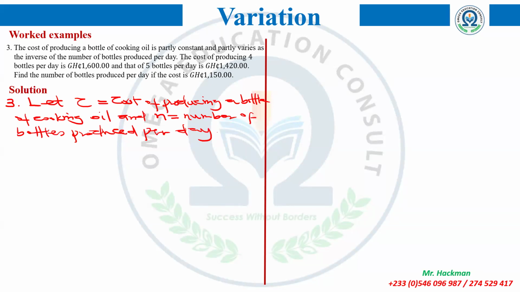Okay, so at this point, now that you know the letters that you are going to use, you can form your variation statement and therefore the relation statement. So I can say that this implies that, now we are told the cost, which we have represented by capital C, is partly constant. So I will write C varies partly as a constant, small c, and varies as the inverse of the number of bottles, which we represented by n. So once it's inverse, it will be 1 over n. Is that clear? Which again implies that capital C will be equal to K sub 1 plus K sub 2 all over n. Do you agree, my professors?